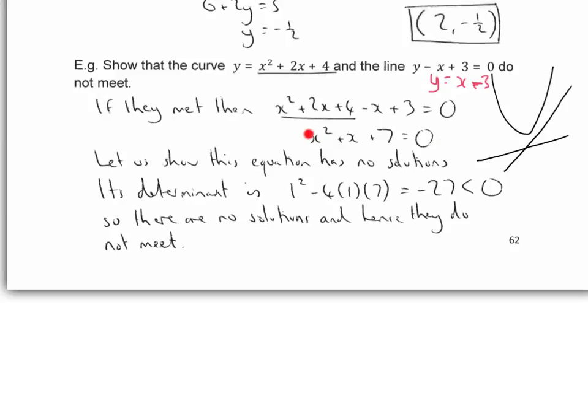So if you want to investigate a quadratic and show it's got no answers, the determinant is the best way of doing that. If I calculate the determinant of this, I end up getting minus 27. We know from earlier in the course that a negative determinant means that there are no solutions, and so these lines never meet. If they were going to meet, you would go about this method here and you would get answers. I've done the correct method, but got an equation with no solutions, so they do not meet.